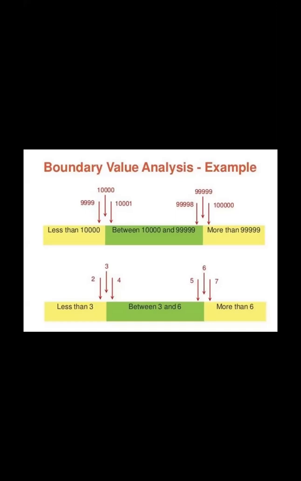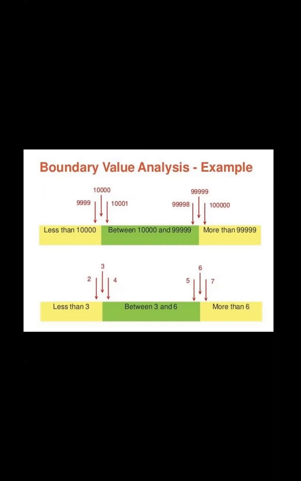From this diagram, we can easily understand our aim is to identify the minimum 5-digit number and maximum 5-digit number. Here the boundary conditions are: if we give four nines, that is less than 10,000, that is an invalid number. If we give 10,000, that is a valid number. If we give more than 10,000, that is also valid. If we give 99,999, that is valid. If we give 1 lakh, that is more than 99,999, that is invalid. Like that, we identify the valid and invalid digits.